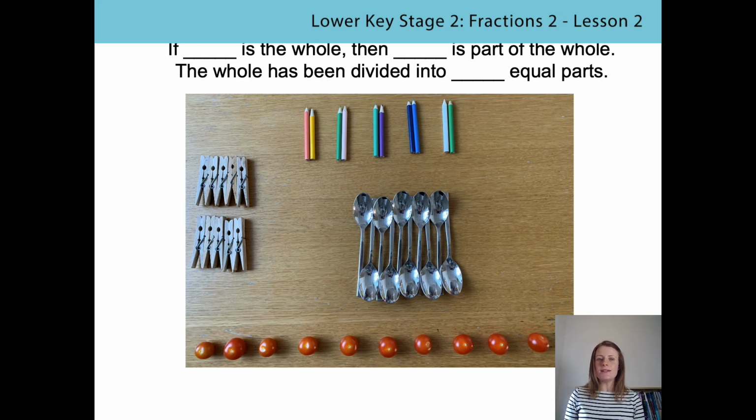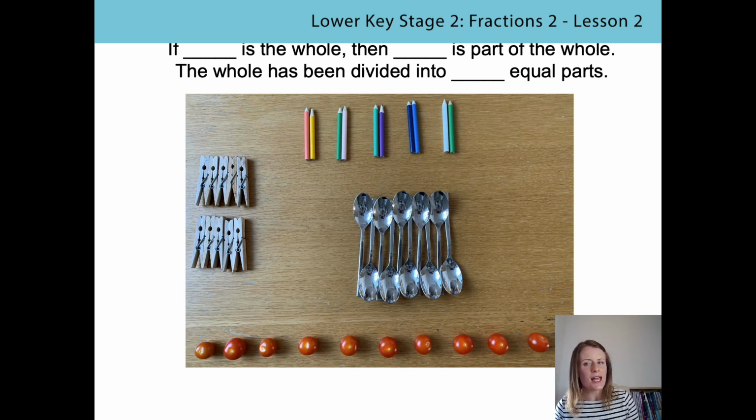So my second sentence, I need to count all the different parts. Have you done it? Let's go. The whole has been divided into 2. No, it hasn't, Mrs. Bunce. The whole has been divided into 5 equal parts. Did you correct me? I hope you shouted at me if I got it wrong. The whole has been divided into 5 equal parts. Can you see? 5 equal parts, each with 2 pencils in them.